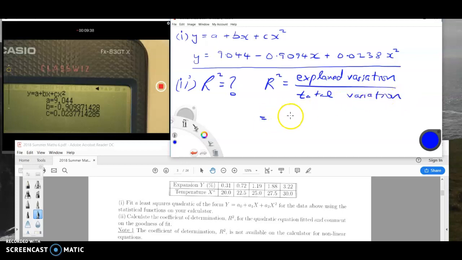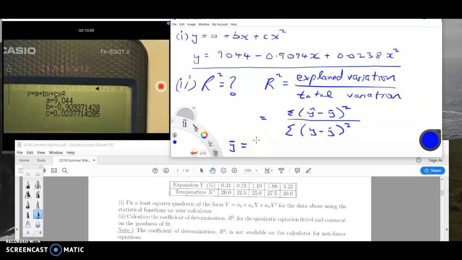And the maths way of doing that, on top we have the summation of y hat minus y bar for each of the 5 values, squared, the sum of the squares. And down below we have a similar structure, y minus y bar, and that's squared as well. So y bar is the average y value, so we need that. We can get that from the calculator without doing much more.